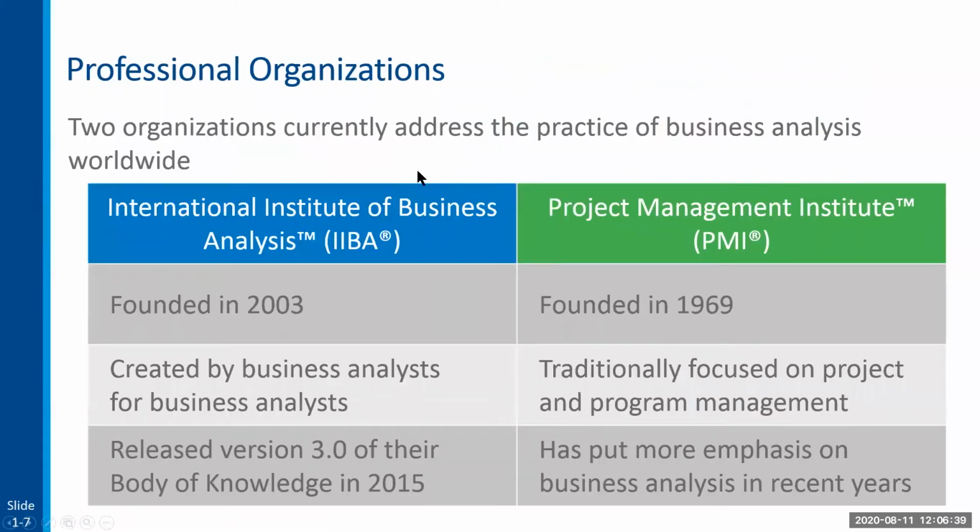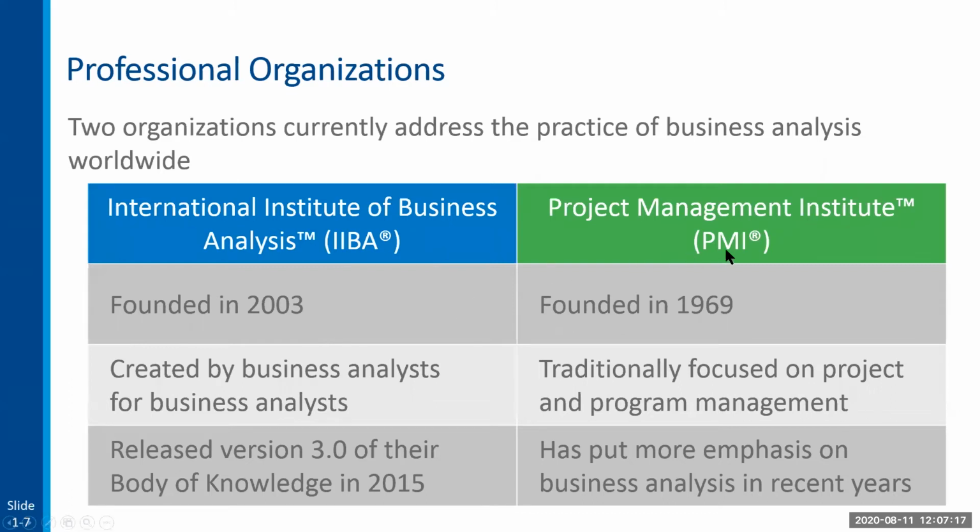Okay, two different professional organizations that focus on business analysis. Traditionally, the International Institute of Business Analysis, whose website you can get to at IIBA.org, was founded in 2003 by BAs for BAs. They've released version 3 of their body of knowledge in 2015. And as a side issue, when you sign up for courses from Global Knowledge on Business Analysis, you have, as part of your deliverable, a copy of that business analysis body of knowledge that shows up in your MyGK portal. So all of our students have that information in there.